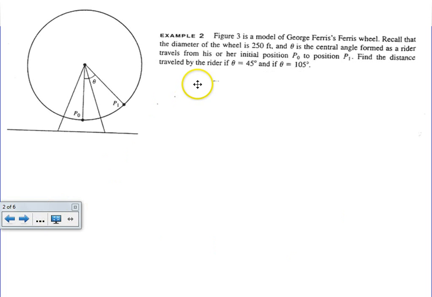Our Ferris wheel problem, this is called George's Ferris wheel. Recall that the diameter is 250 feet, so what that means for us is that the radius would be 125 feet. So I'm going to mark that down right now. And theta is a central angle formed as the rider travels along, and the initial position is called p sub naught, and the new position is p sub 1. Find the distance traveled by the rider for these two different central angles. So we're going to do two problems, and they're both arc length problems.